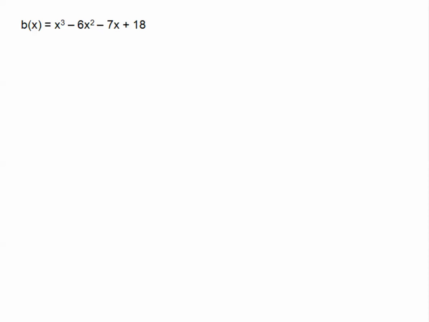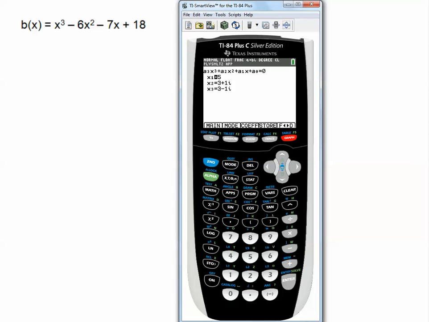Here's our new cubic. Let's use our calculator first to see what happens. I've already done this once, so I can hit coefficients and just change my coefficients because we still have a cubic. So that's fine. I'm going to keep that first one as a 1, and the next coefficient is supposed to be negative 6, and then a negative 7, and then an 18. So those are my 4 coefficients. I'll double check those. They're correct, and I'll hit solve.